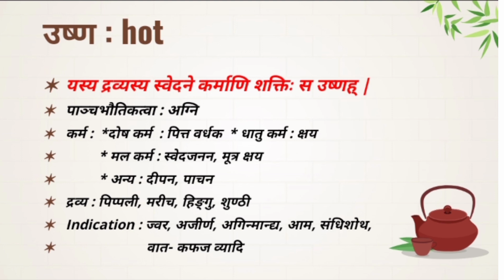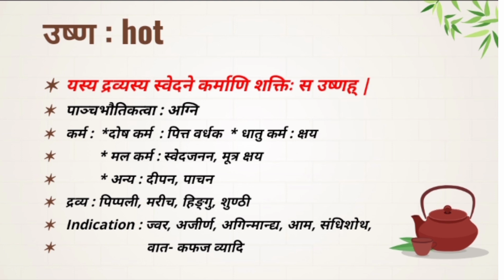Ushna, that is hotness. Yasya dravyasya svedhane karmani shakti sa ushnaha. The property which produces coldness is the hima, whereas the one which acts as a thermoregulator in the body is nothing but the ushna guna. So what is the panchabhautikatva? Agni. And karma: dosha karma is pitta vardhaka, dhatu karma is dhatu kshaya karaka, mala karma is sveda janana and mutra kshaya, and anya karma is deepana and pachana.